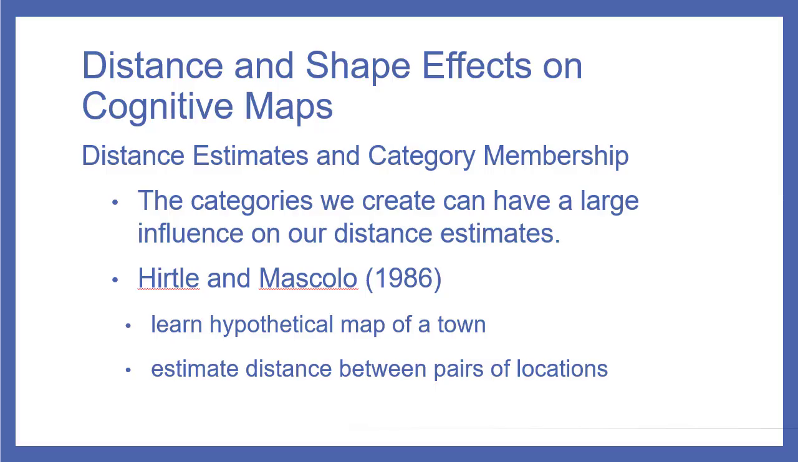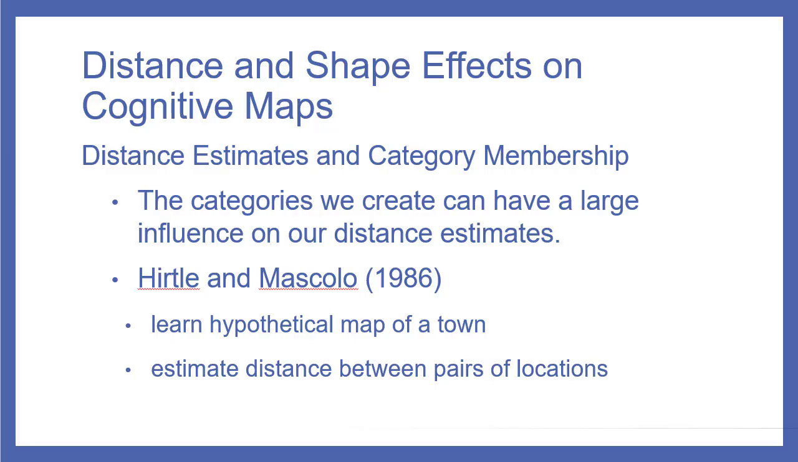Something else that interferes with our ability to determine a sound cognitive map is category membership. There are a couple of interesting things that come along with this. The Hirtle and Jonides study asked people to learn a map of a town and estimate the distances between pairs of locations.